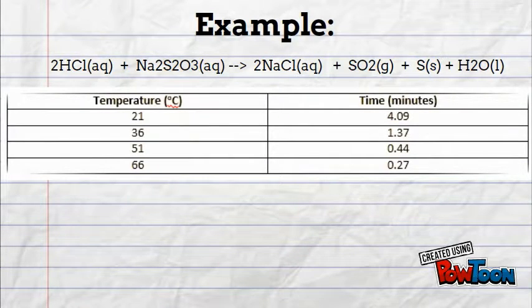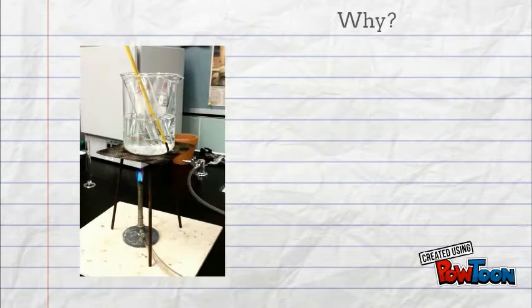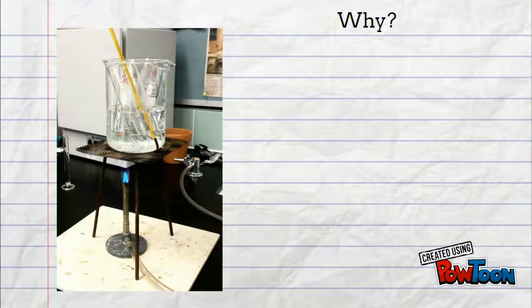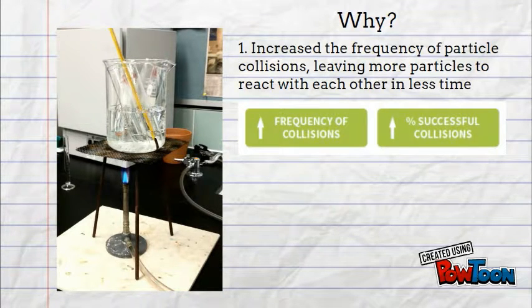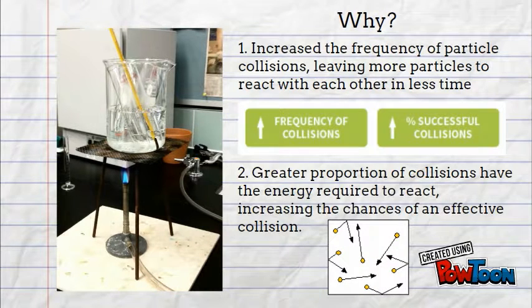As shown in the table, as temperature increased, the rate of reaction was faster, applying to what collision theory states. The increase in temperature increased the kinetic energy of particles, resulting in two ways. Firstly, this increases the frequency of particle collisions, leaving more particles to react with each other in less time. Secondly, a greater proportion of collisions have the energy required to react, increasing the chances of an effective collision.